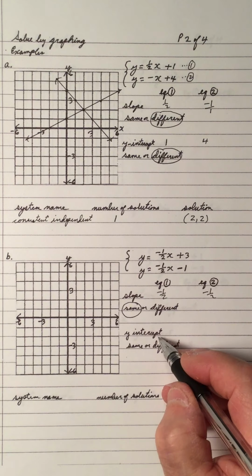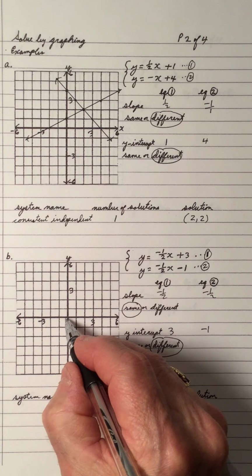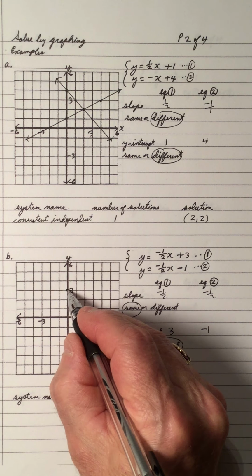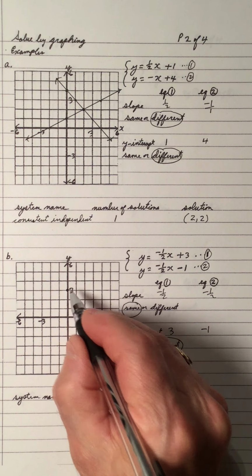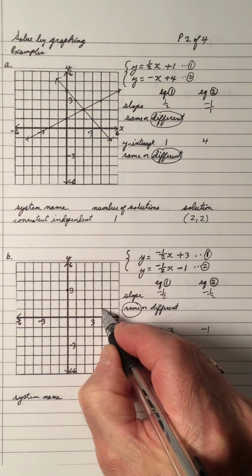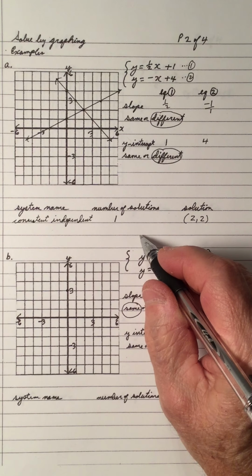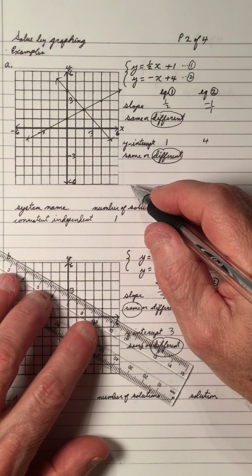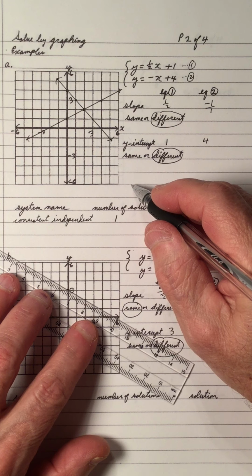Let's plot those two equations to see what happens. The y-intercept is 3. So there's 0, 1, 2, 3 right there. That's the y-intercept of 3. And you go down 1, right 2, down 1, right 2, down 1, right 2. And if we plot the line going through those 3 points, let's see what we have here. Here we go.